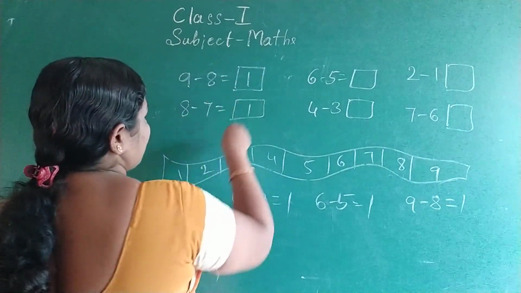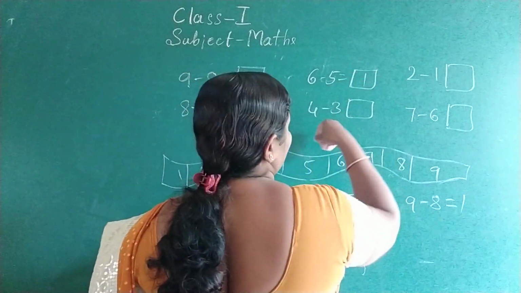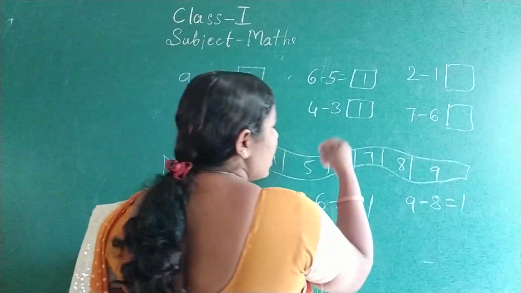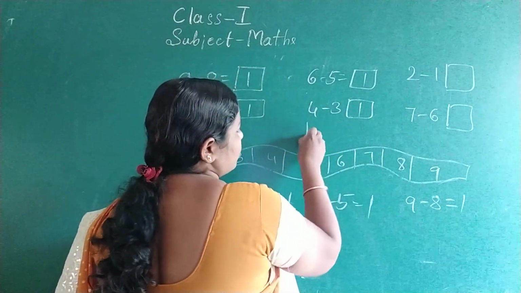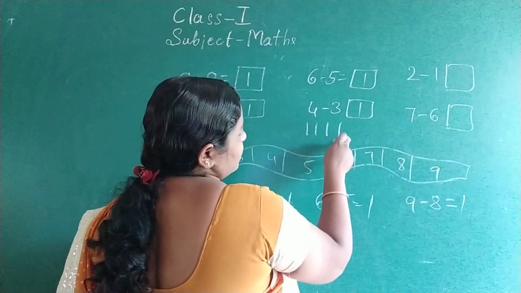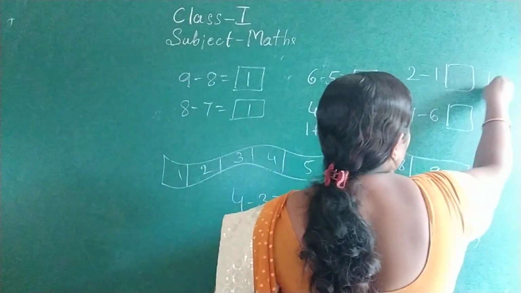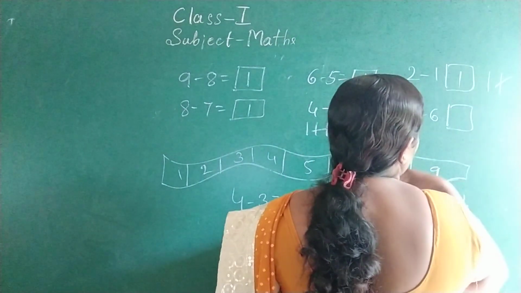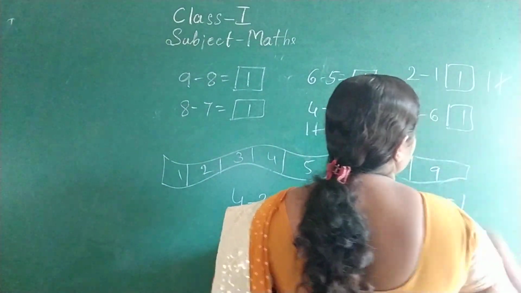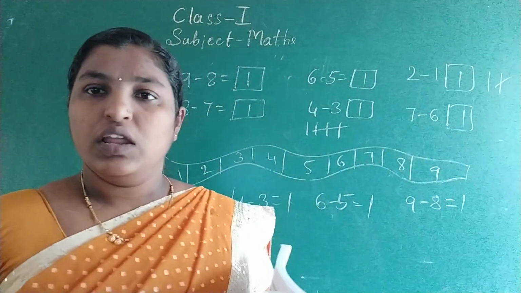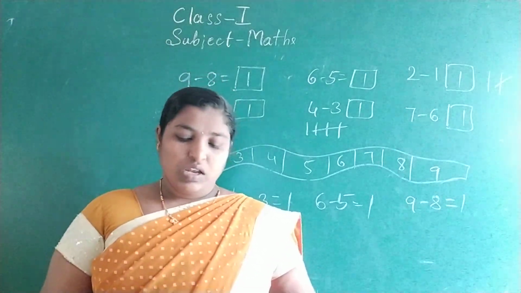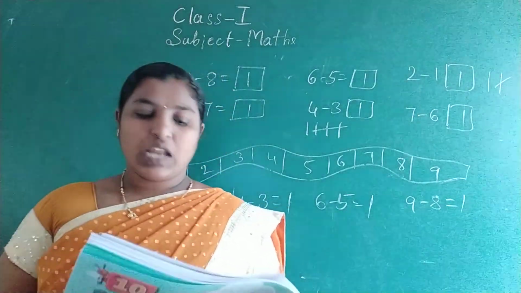8 minus 7, 1. 6 minus 5, 1. 4 minus 3, 1. If you can't do it, put the lines. 4 lines minus 3, so 1. 2 minus 1, answer is 1. 7 minus 6, answer is 1. This is now page number 199.